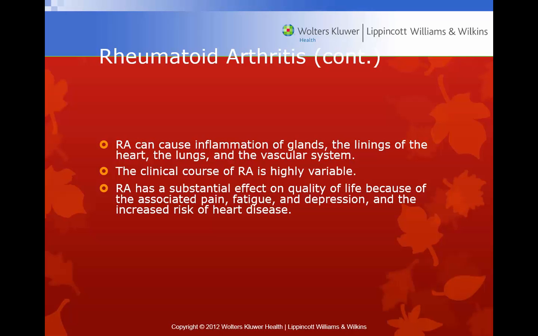The clinical course of RA is highly variable. It depends on person to person, and it depends on the rheumatologist as well, and how they want to treat it. It has a substantial effect on the quality of life because of the associated pain, fatigue, and depression, and the increased risk of heart disease.